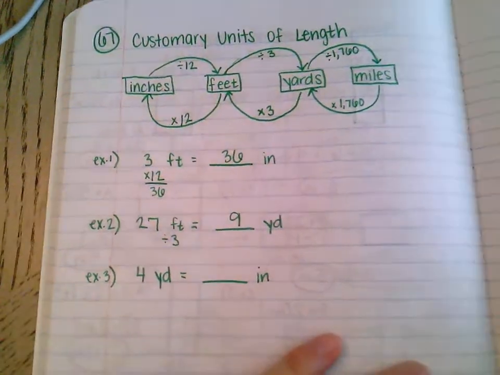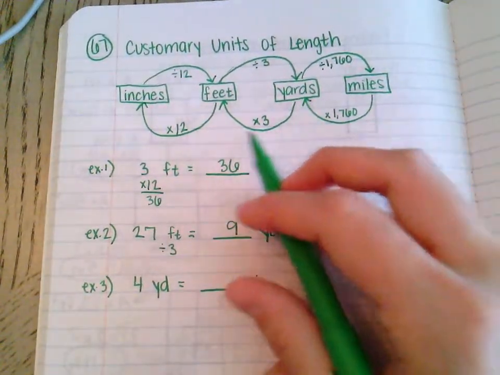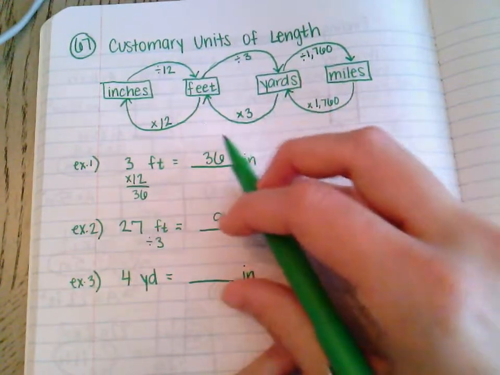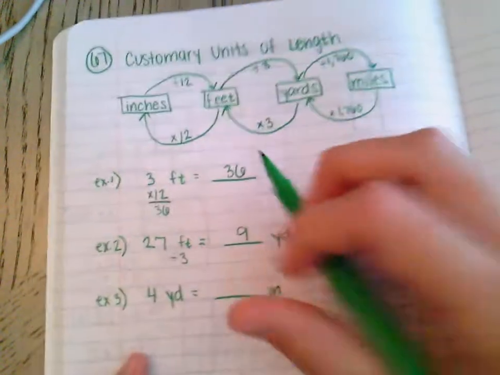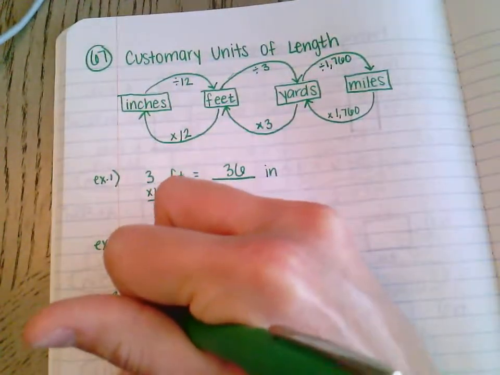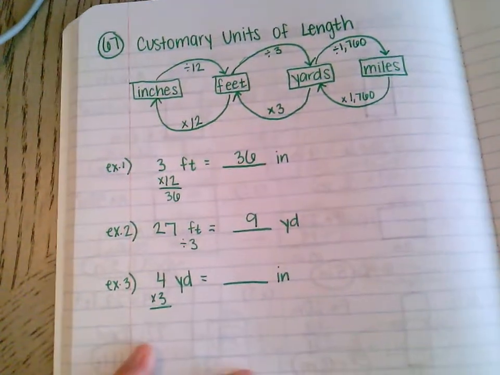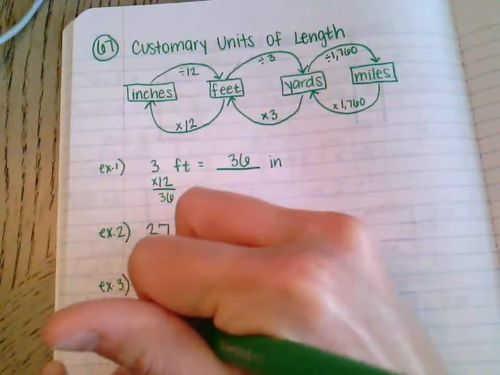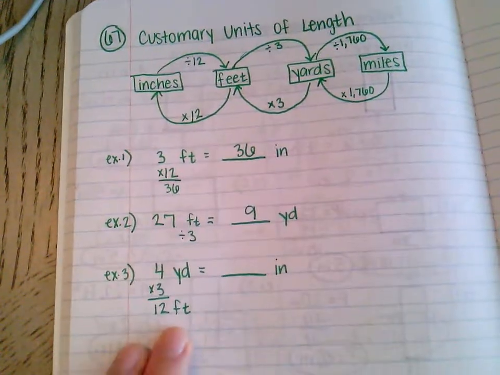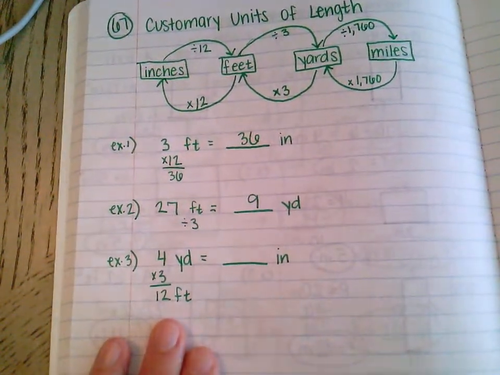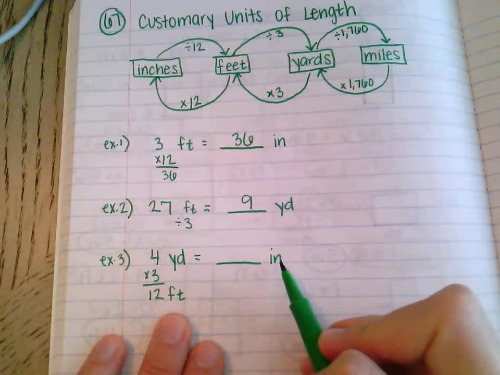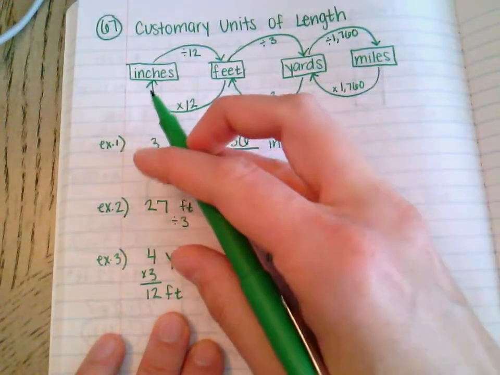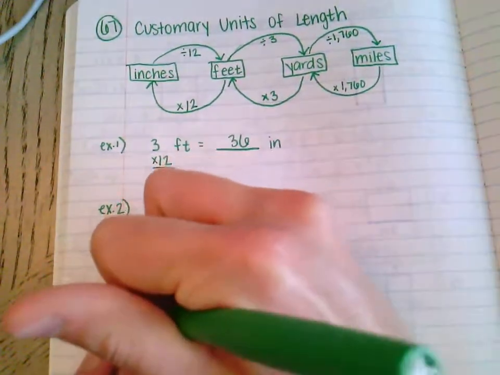So the first thing I'm going to do is I'm going to make the yards into feet and then the feet into inches. So yards to feet, I have to do times 3. So let's do times 3. And I know that 4 yards equals 12 feet, which is really good to know, but I'm not trying to do feet, I'm trying to do inches. So from feet to inches, I now have to multiply times 12.